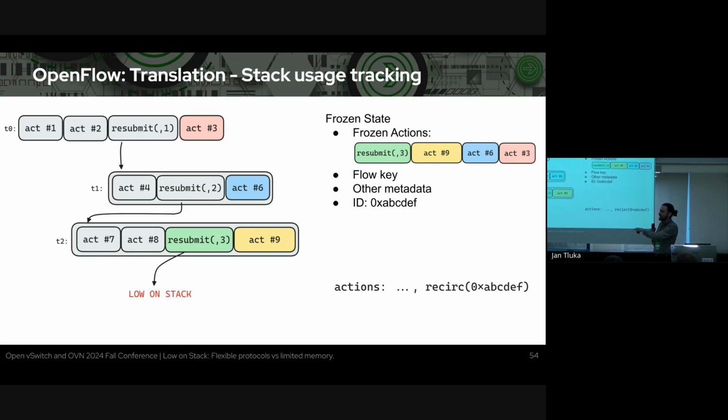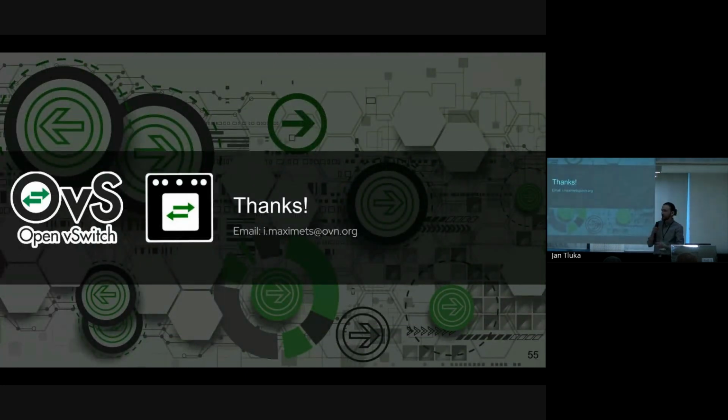This works exactly the same for packets that have to go to the controller through pause and resume. So if a packet has to go to the controller, the frozen state will be captured, encoded, and sent to the controller. Then the controller sends it back, we can restore it and continue processing from where it left off. And yeah, that's it. Any questions?